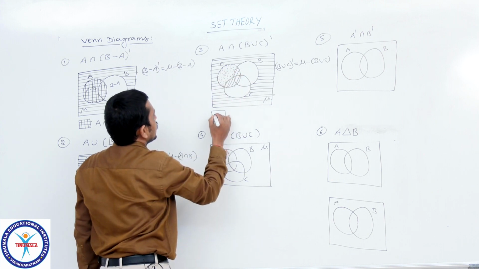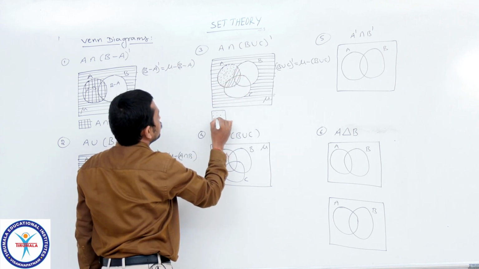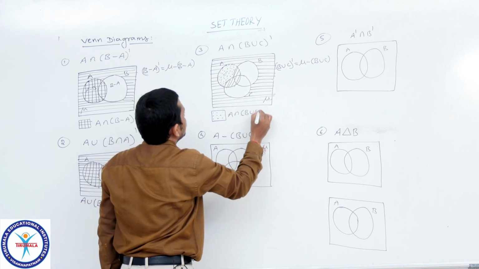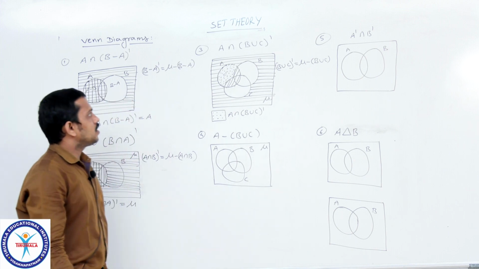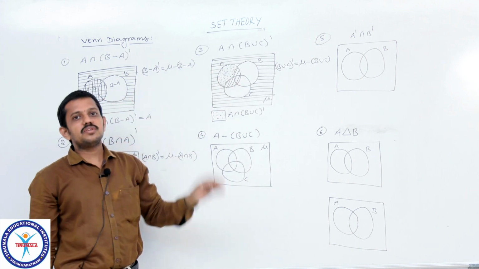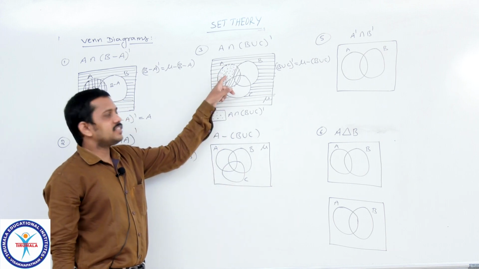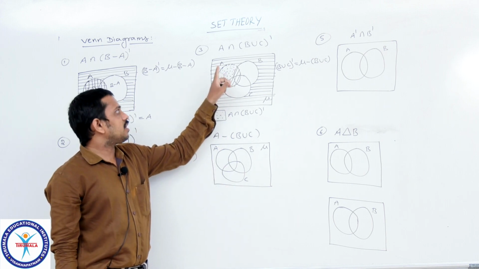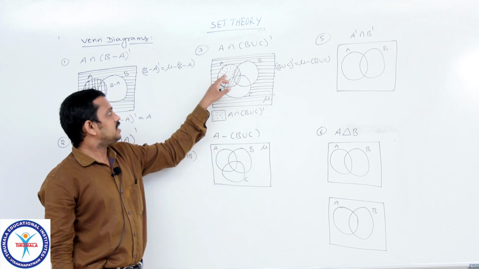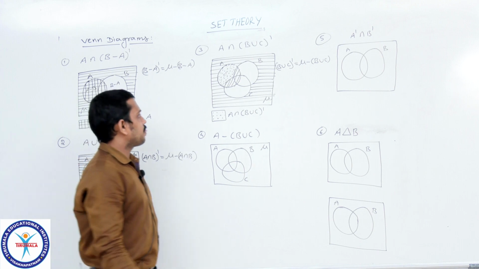So, here the dotted region is A intersection B union C whole complement. So, this is the region only belonging to set A. This is the region only belonging to set A, but it does not belong to B, it does not belong to C. This is only belonging to A.